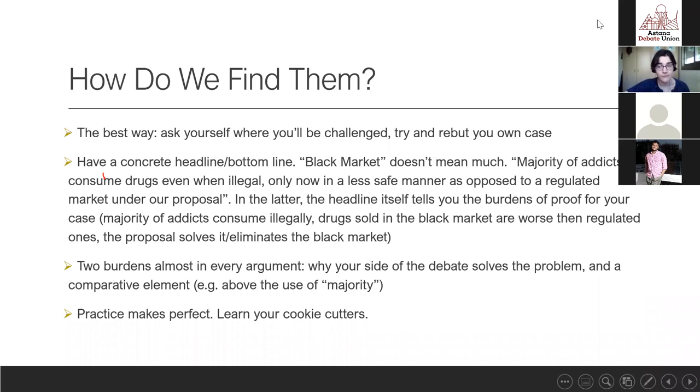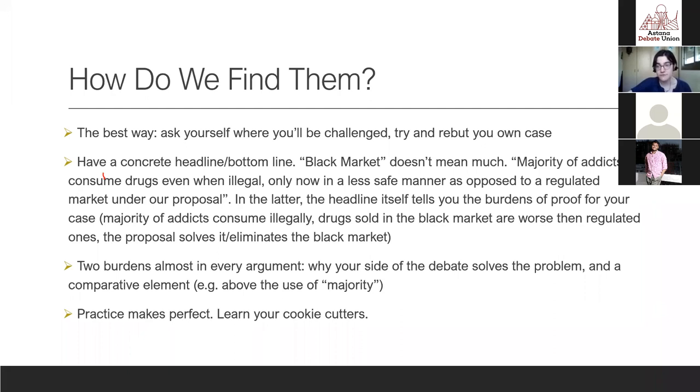However, if we make a different bottom line of, say, the majority of the people who consume drugs if it's legal still consume it when it is illegal, and the only difference is now it is significantly less safe than it would have been under a regulated market, this is already a bottom line that is more likely to win the debate if you prove it, because it already has the comparative factor: the majority of the people go there, and this is worse than the legal market, etc.